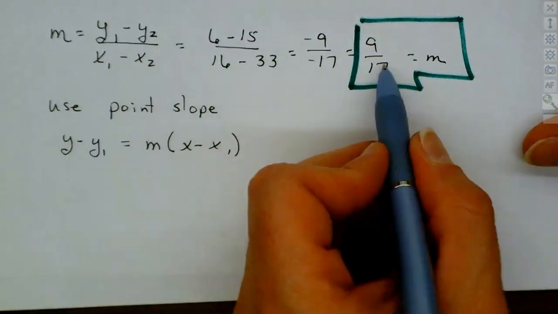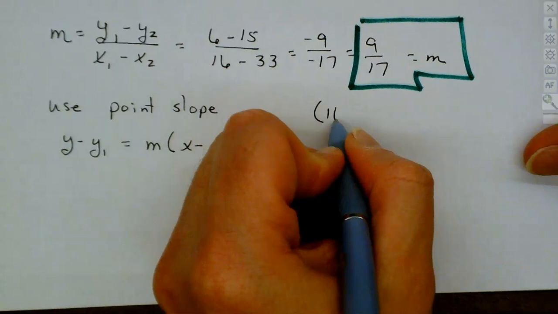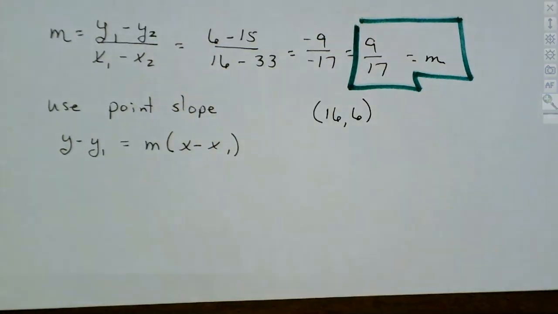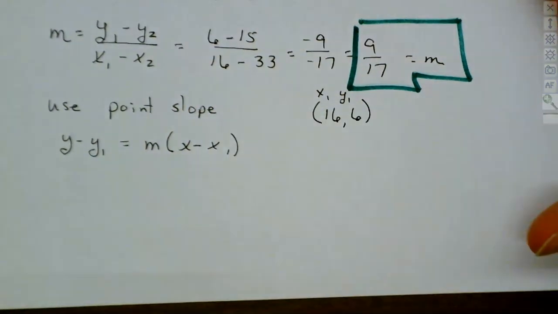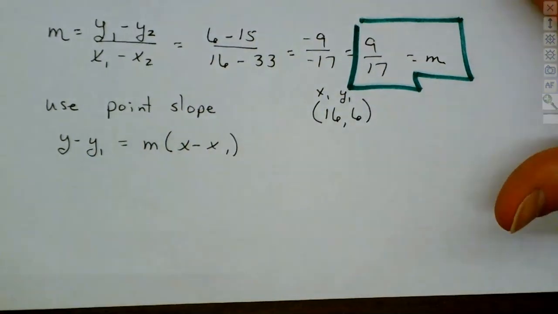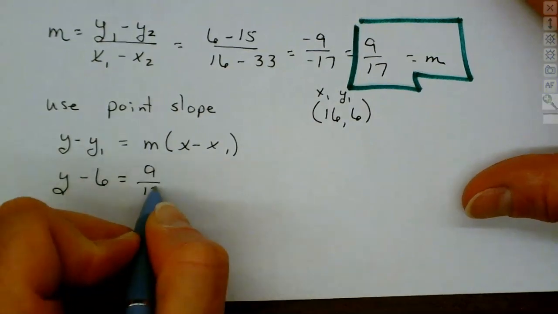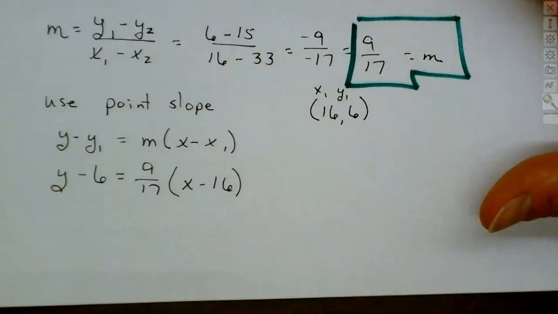We've got our slope, which is here. We're going to use either point. It doesn't matter. How about the 16 comma the 6 there? This is going to be my x1 and y1. Plug it in. And that gives you now y minus 6 equals 9 over 17 times x minus 16.